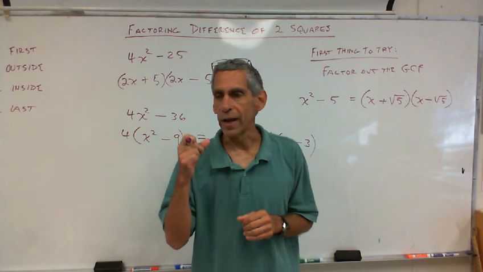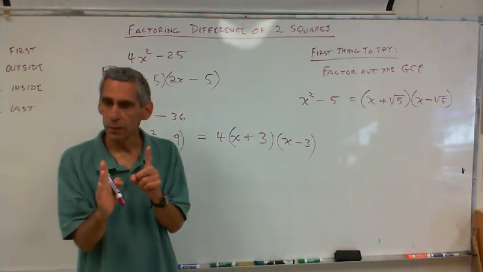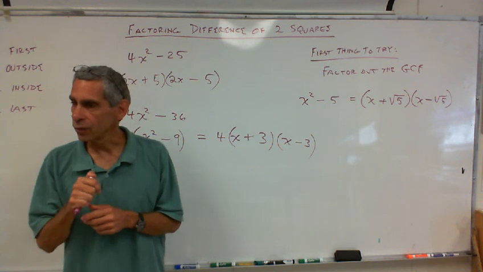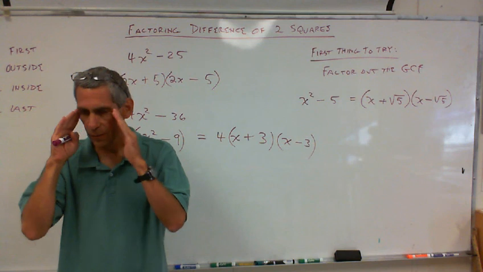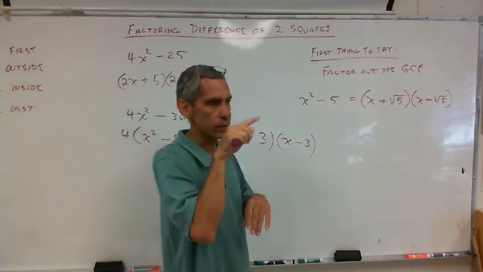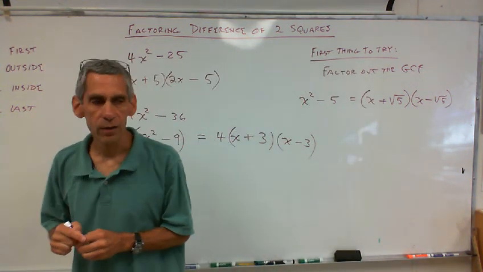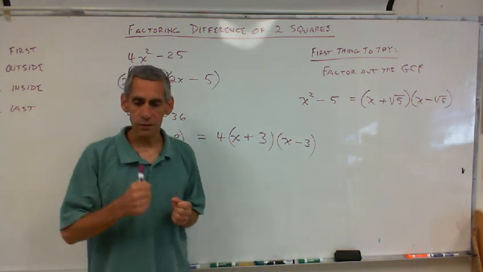Whenever you see two terms with a minus sign in between them, and one of the terms has a square, like x squared, you ask yourself, is this the difference of two squares? Always two terms with an x squared or a y squared or a z squared or whatever. You want to ask yourself, is this the difference of two squares?